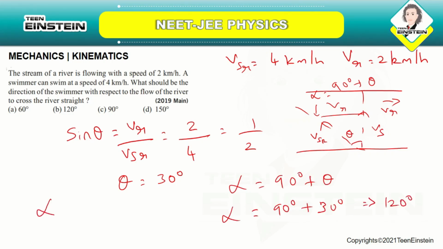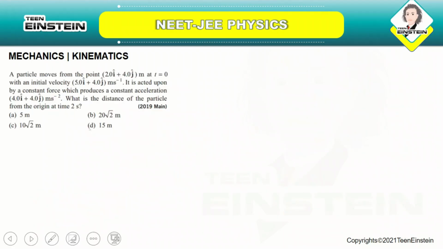So, the direction of the swimmer with respect to the flow of the river to cross the river should be 120 degrees. So, the alpha will be 120 degrees. So, the correct answer is option number B. Okay. Let us now move on to the next question.